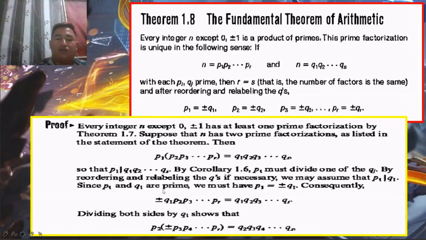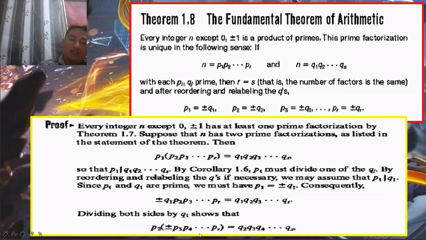Since P1 and Q1 are prime, we must have P1 equal to positive or negative Q1. P1 can be positive Q1 or negative Q1, since P1 is prime. Consequently, we replace P1 with positive or negative Q1. Dividing both sides by Q1, the Q1's cancel, so P2 times P3 times P4 to PR is equal to positive or negative Q2, Q3, Q4 to QS.